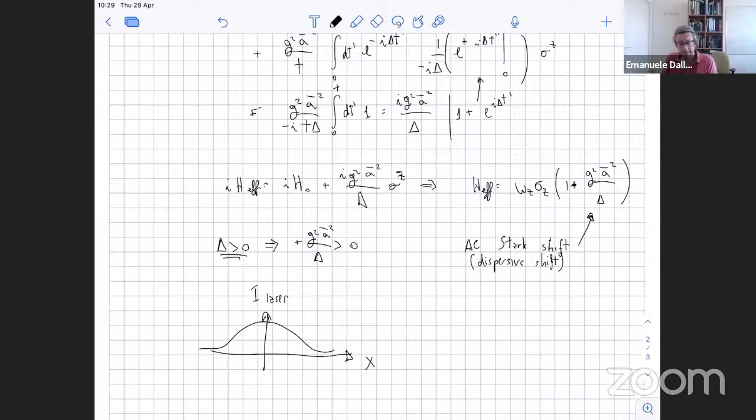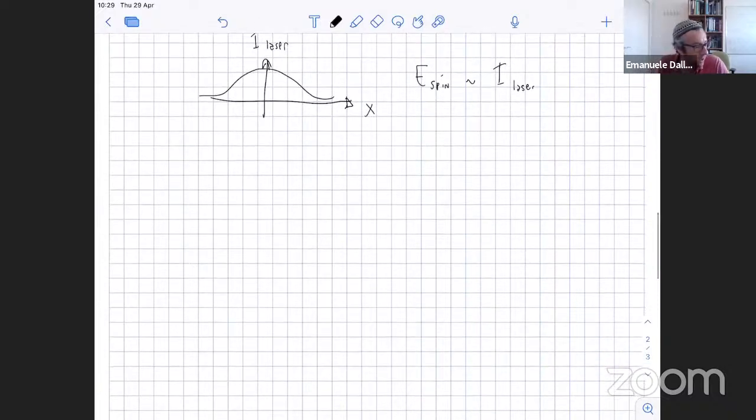Okay, so this is the basic physics of optical dipole traps, where the key idea is that the energy of the spin is proportional to the intensity of the laser. And that's what you need to learn for the practical purposes that we are interested in. Okay, good. So how can we use it to make things interesting? This is related to experiments that I'm going to show you later.